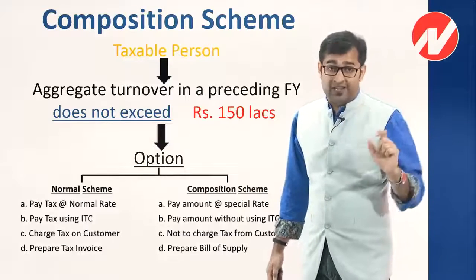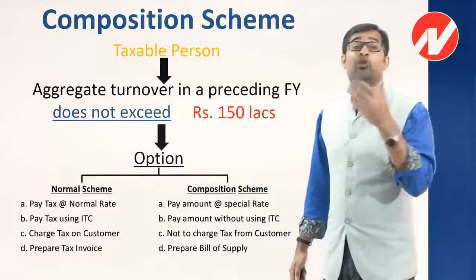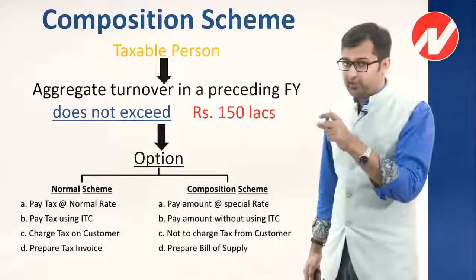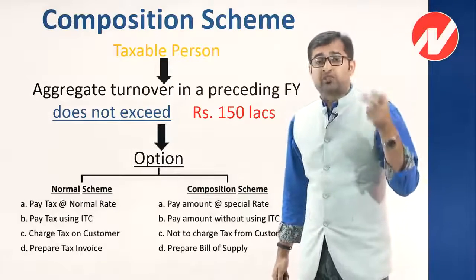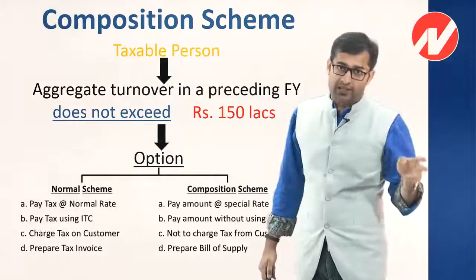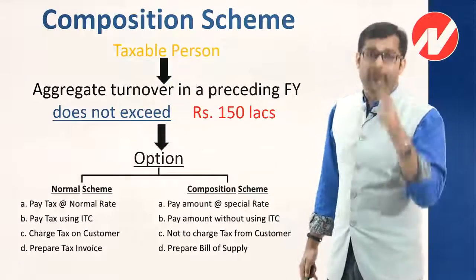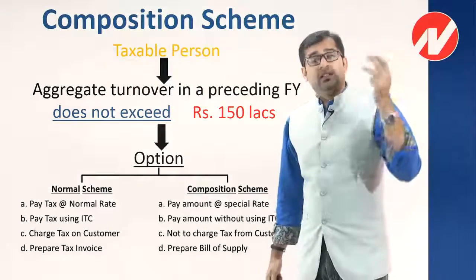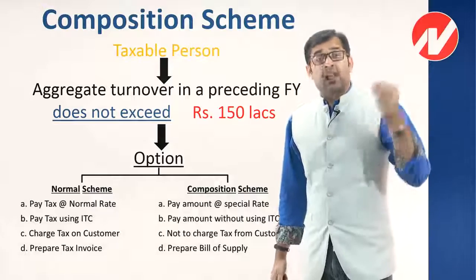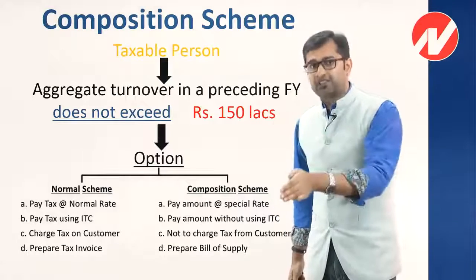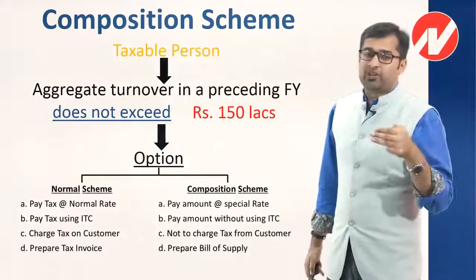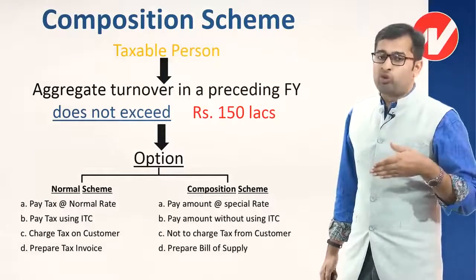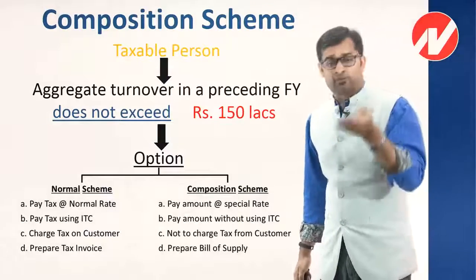In normal scheme you pay tax at a normal rate. In composition scheme you don't pay tax at all. You pay an amount in lieu of tax, and that too at a special rate. Number two, in normal scheme, since you are paying tax, you are eligible for all ITC. In composition, you are nowhere paying tax, you are just paying an amount, so you are not eligible for ITC. Number three is you are paying tax, and since you are paying tax, you have to charge it from customer under normal scheme, but under composition scheme, since you are not paying tax, you are just paying an amount, that amount you have to pay from your own pocket. This is not a tax which you can charge from customer.